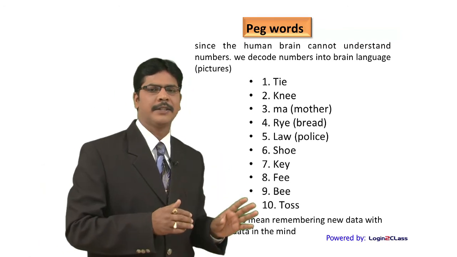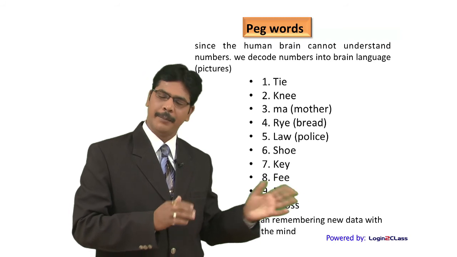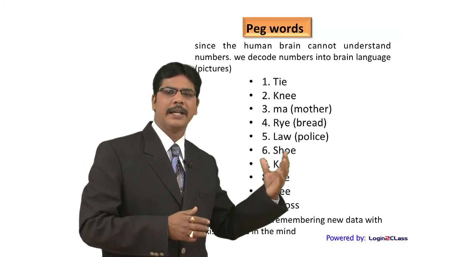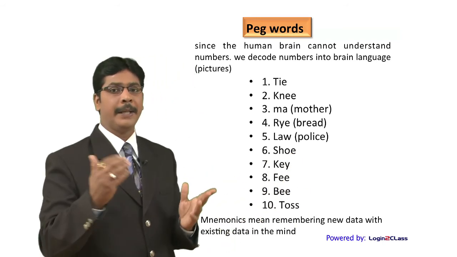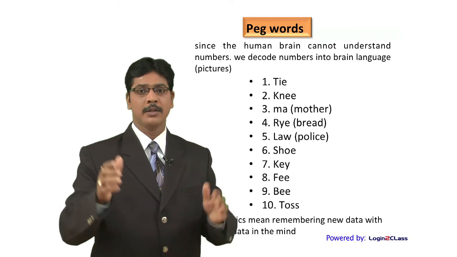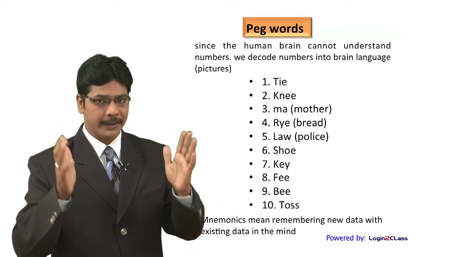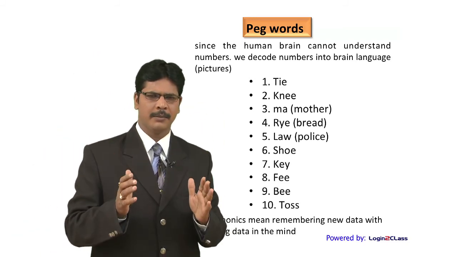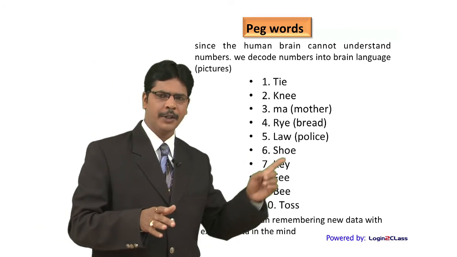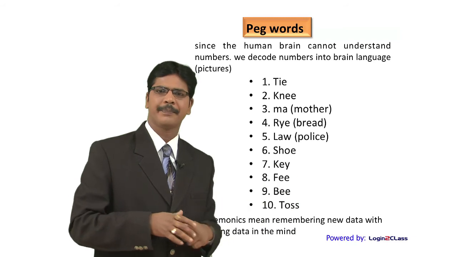Number 9 starts with B. B and P, so the first preference goes to B. Adding vowels and invalid letters, we're making it B-E-E, bee. Honeybee. Honeybees are small, so imagine a gigantic size of honeybees, a big swarm of honeybees like that. So number 9, bee. When you decode bee into number, you get back 9.